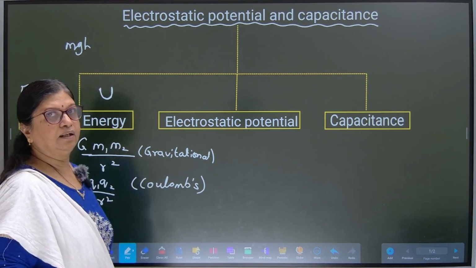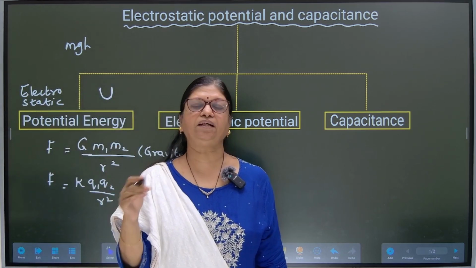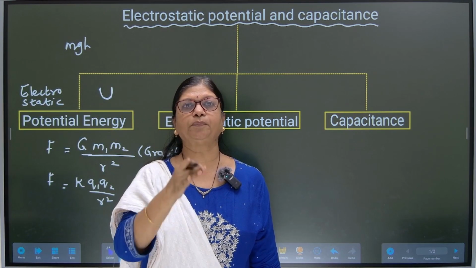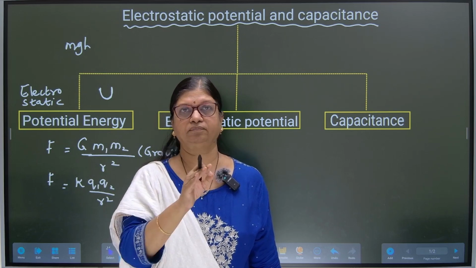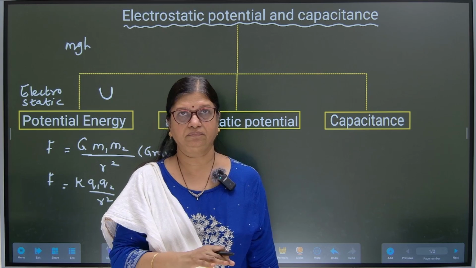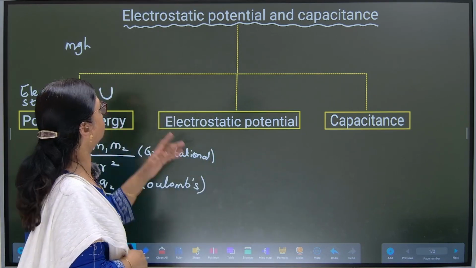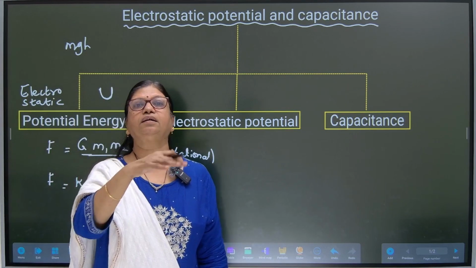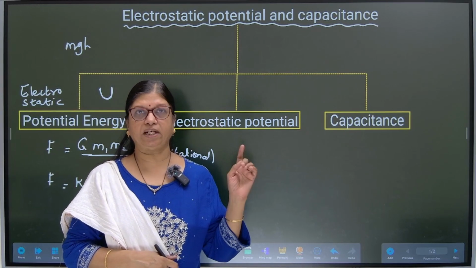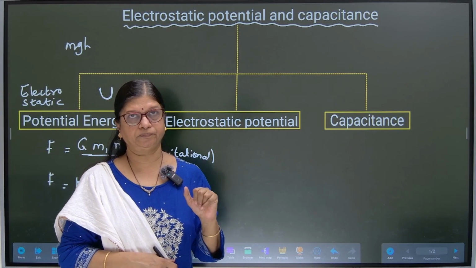So, directly potential energy is written in this chapter, but actually it is electrostatic potential energy in the electric field, just like gravitational potential energy in the gravitational field. Agreed? Okay. So, we shall derive the formula of U.